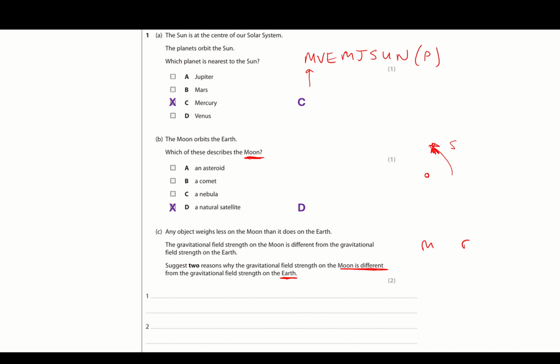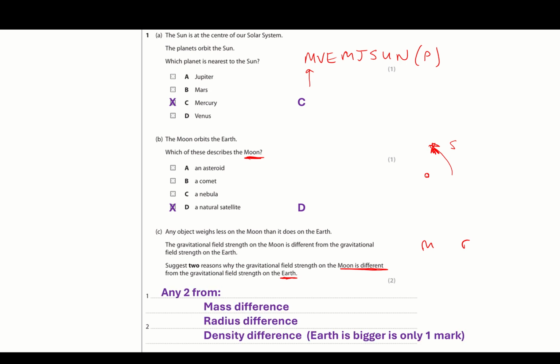So it's any 2 of the following. There's a mass difference, so the Earth has a greater mass. There's a radius difference, or there is a density difference. The Earth is denser than the moon. Now, the crucial part is saying the Earth is bigger is only 1 mark. So I think probably the best 2 to go to are the Earth has a larger mass, the Earth has a greater density because it's got a liquid metal core. An inner core that's solid and an outer core that's liquid, but they're both made out of metal, so that's more dense. On to the next one.